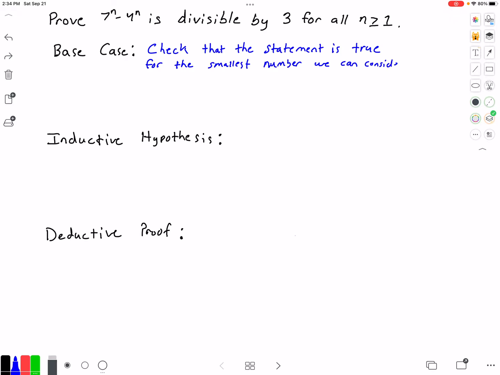Okay, so what's the smallest number? Well, the smallest number is when n is equal to 1. And that comes from our statement right here, right? n is greater than or equal to 1. So the smallest number that n can be is 1. And now how do we check that?